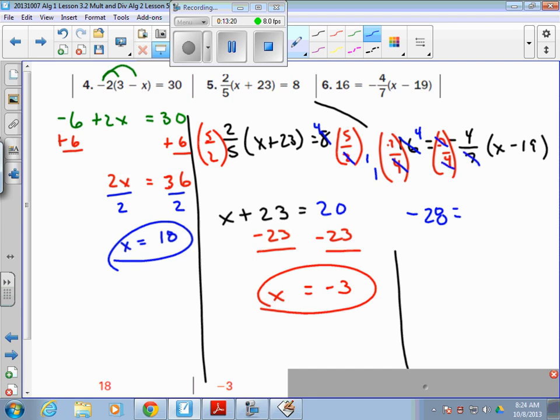Equals, these will cancel each other out. X minus 19. Get rid of -19 by adding it to the right. Add the same to the left. Have opposite signs, so subtract. 28 minus 19 is 9, and 28 is farther from 0, so it'll stay as a -9.